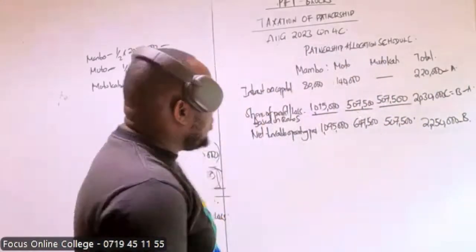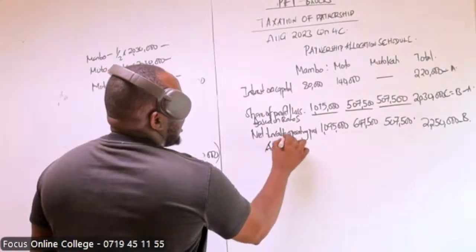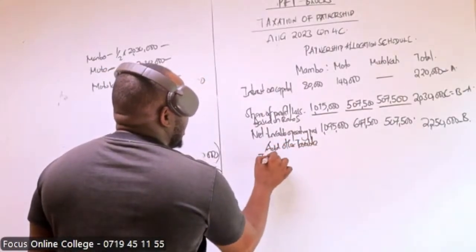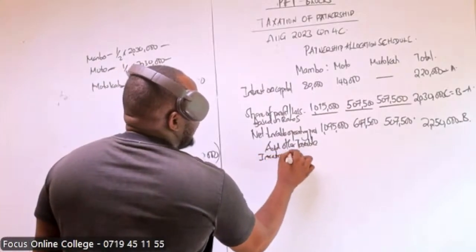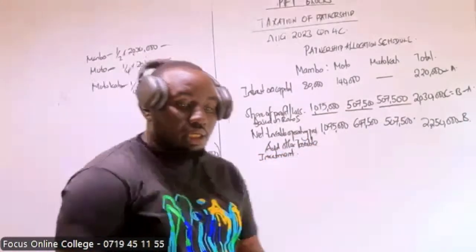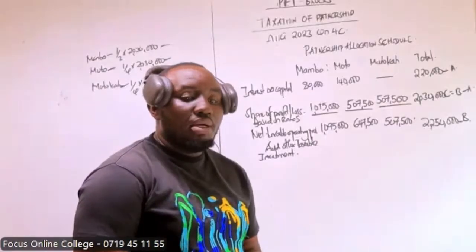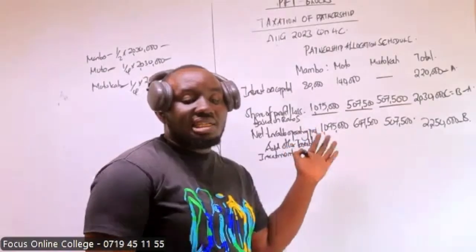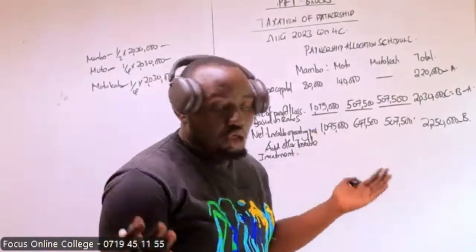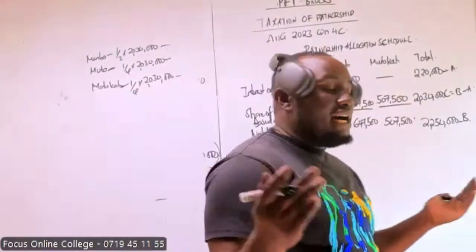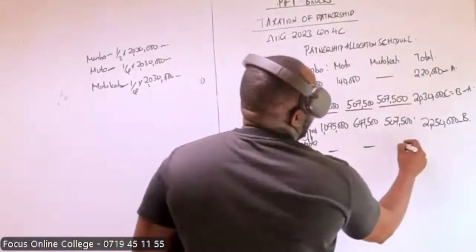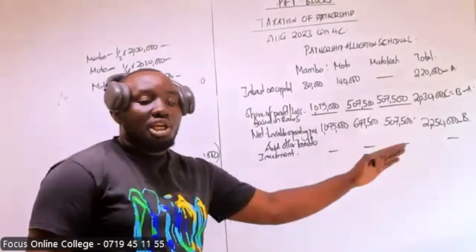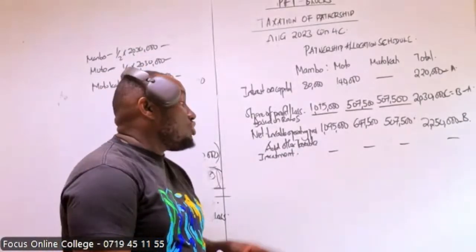So perfect. Then we say add other taxable investment income. For example, farming, rental income, dividends from cooperative society. Do you have other taxable investment income in this particular question? We don't have. If we had, we would have added. So then we say total taxable income. We don't need to even extend this.